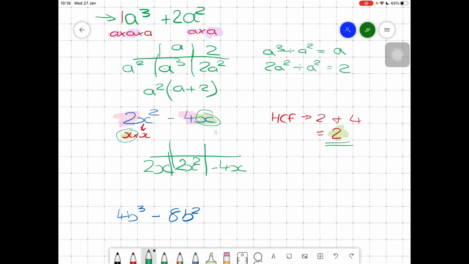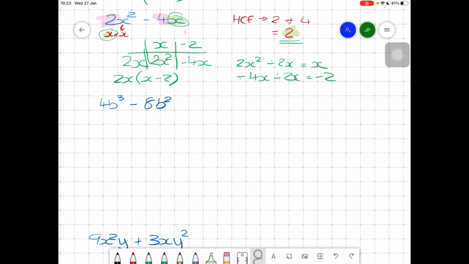And I can do my division again. So 2x squared divided by 2x gives me x. Minus 4x divided by 2x gives me minus 2. So I end up with x, and I end up with a negative 2. So I have 2x lots of x minus 2.